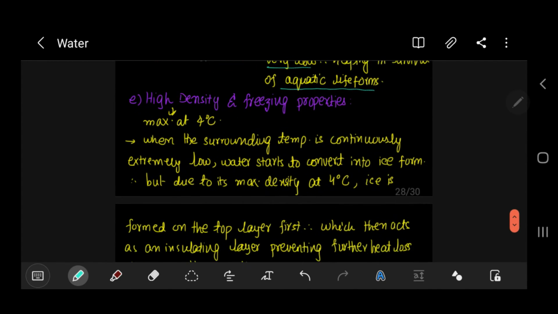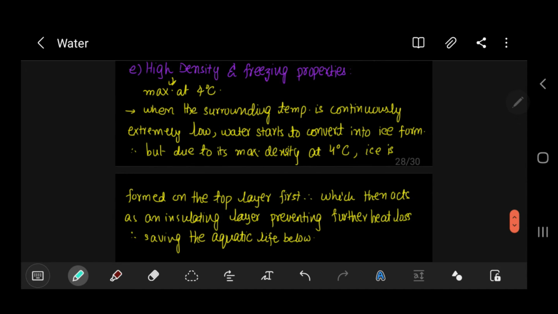The fifth property: high density and freezing properties. Now, water has a very unique property. Unlike almost all other liquids, the maximum density of water occurs at 4 degrees.